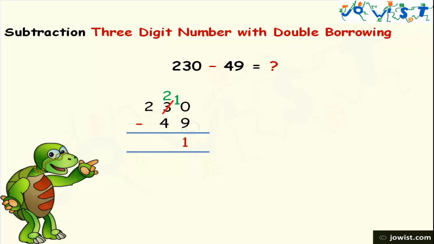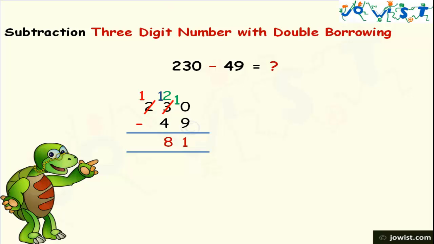As we have taken 1 ten from 3, we are left with 2 tens only. We will subtract 4 from 2. As 2 is smaller than 4, again we need to borrow from the hundreds place. We will borrow 100 from 200, making the digit in the tens place 12. 12 minus 4 is 8.